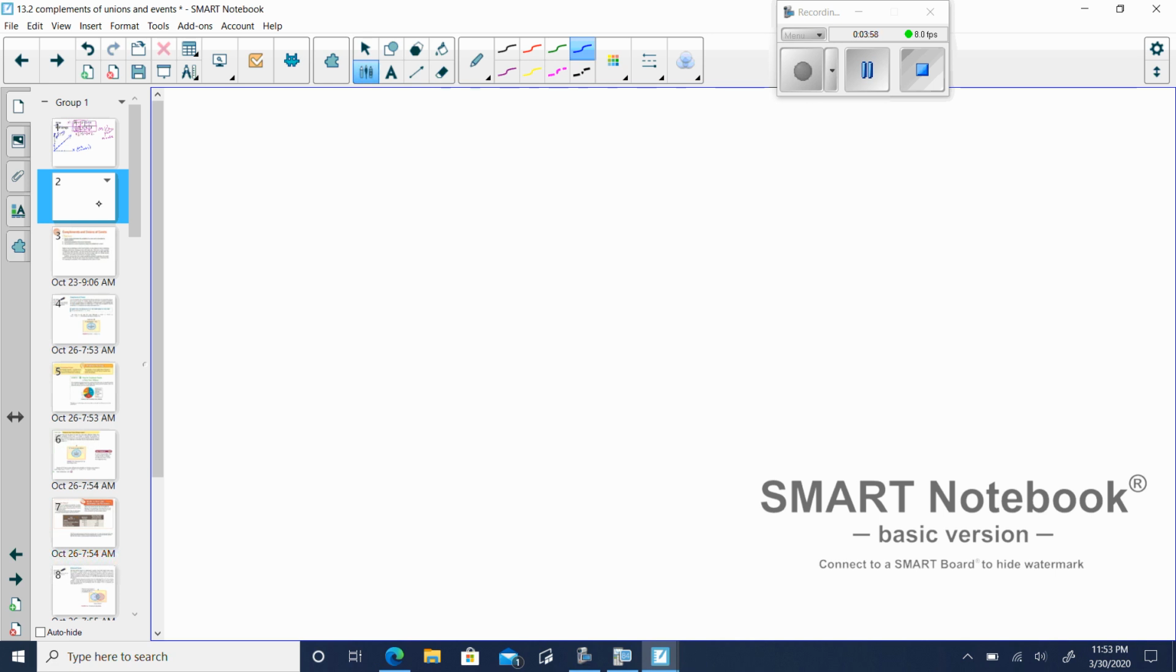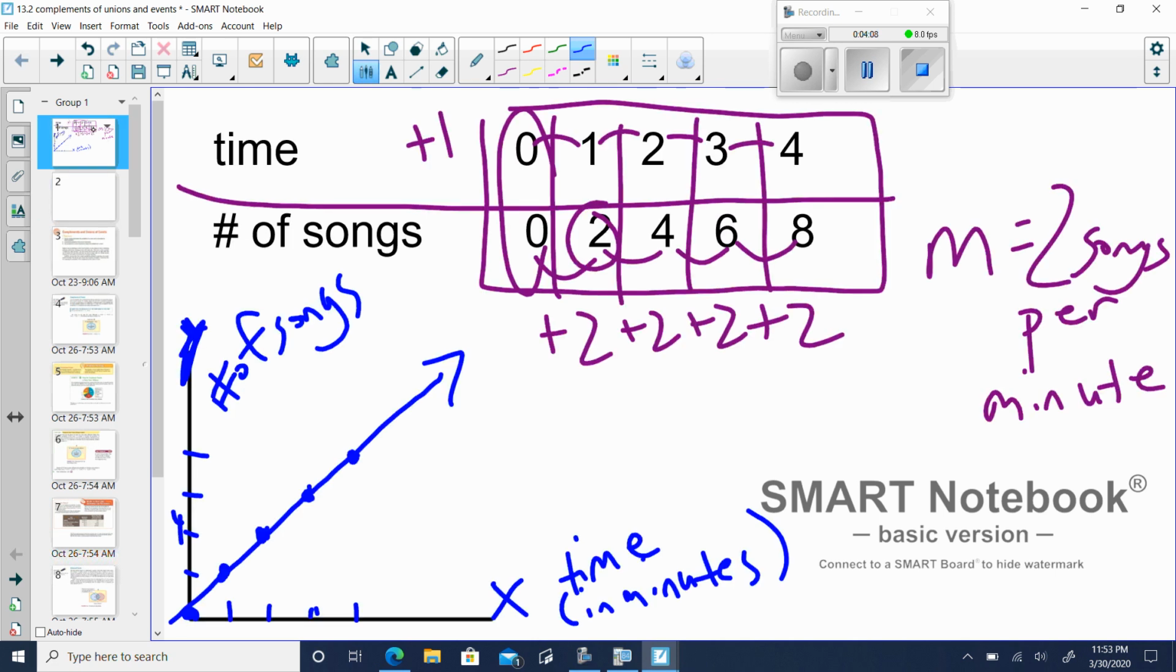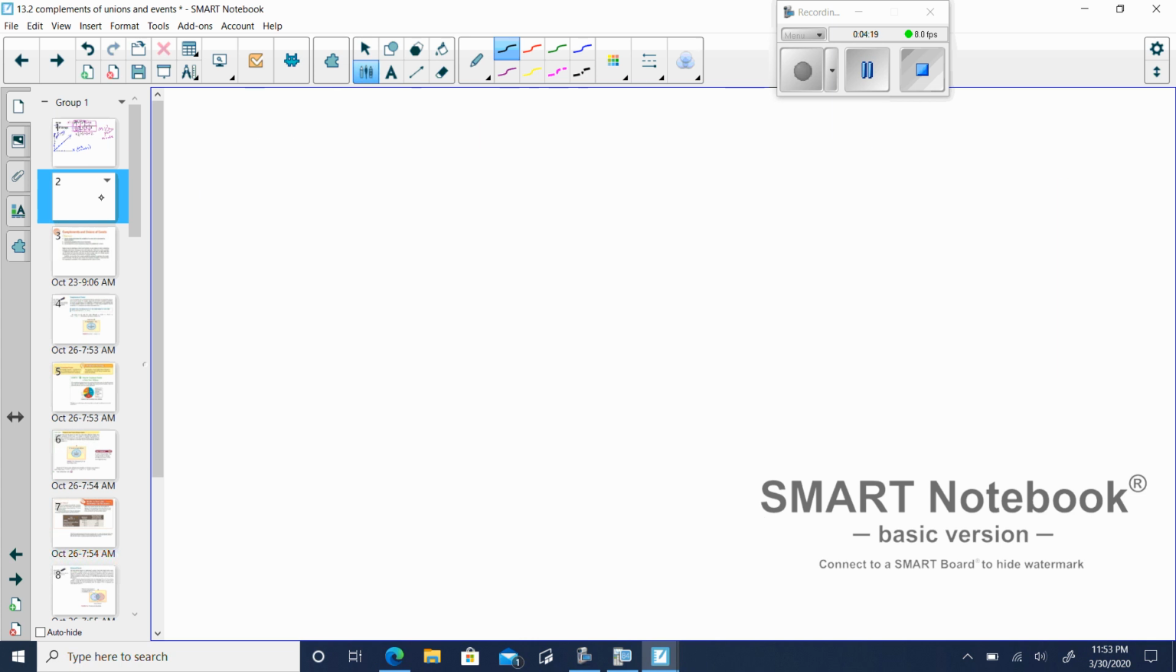So the rate of change between any 2 points in a linear relationship is constant. All right, so that means it's the same. So as we saw here, every time we go up by 1, from 0 to 1, from 1 to 2, from 2 to 3, the number of songs is increasing by 2. So it's a steady 2, which means it's the same or constant every time. So you have a constant rate of change.